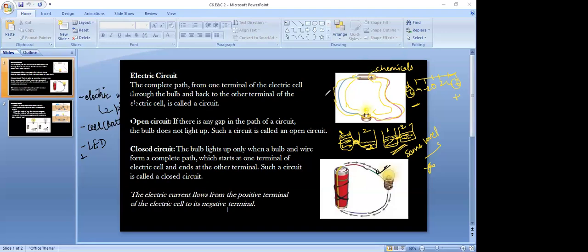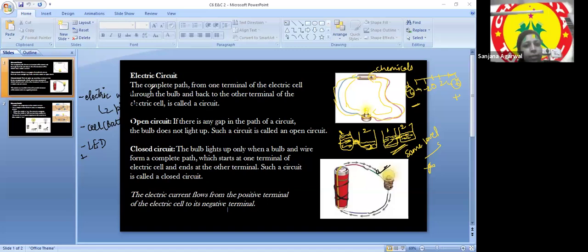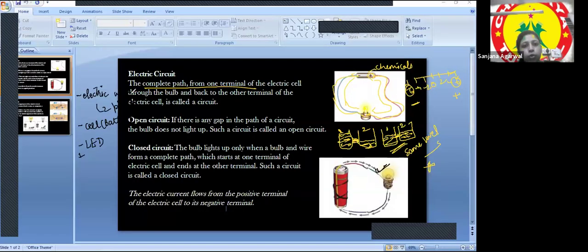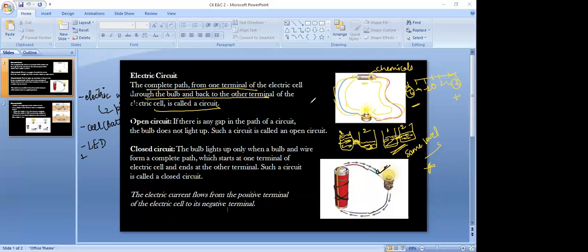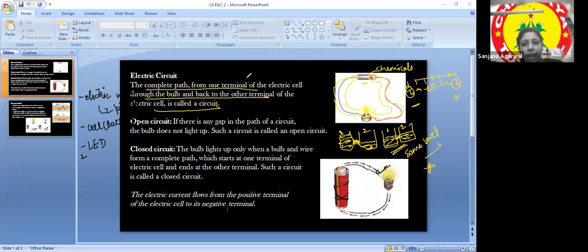Yes, ma'am. Fine. So look here, an electric circuit means the complete path from one terminal of the cell through the bulb and back to the other terminal of the electric cell. This complete path, including the cell or battery which is providing us the current, and the appliance which we want to run, everything in this is called the electric circuit. Please write down electric circuit and draw this basic diagram on the right hand side.